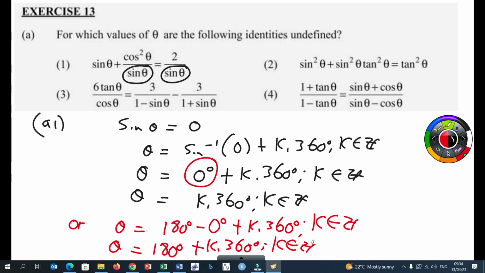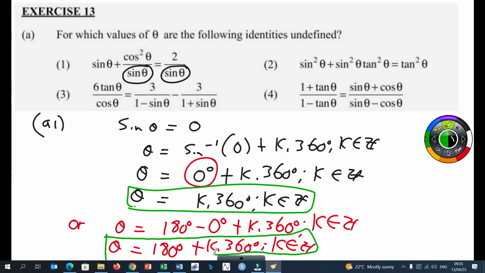Now, if you look at the question here, it doesn't give you any restriction for theta. Do you see that? Because there is no restriction, we leave our answers as general solutions. So that's the first solution, and this is the second solution. Yes? Yeah, because there is no specific restriction.